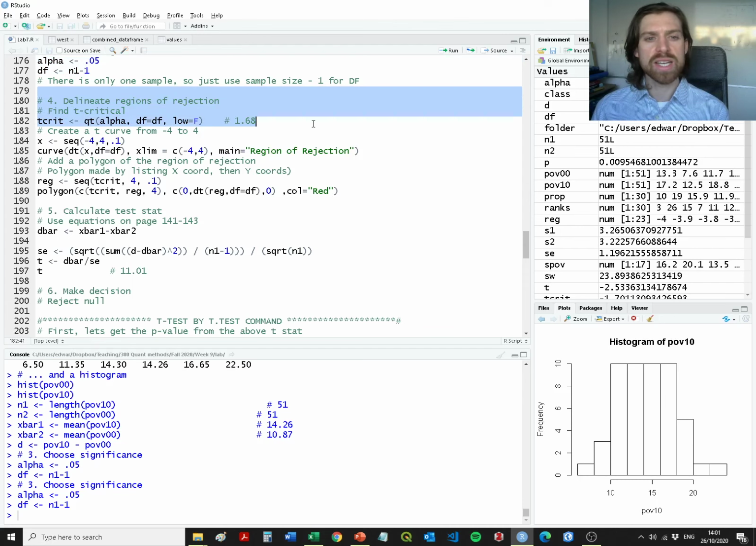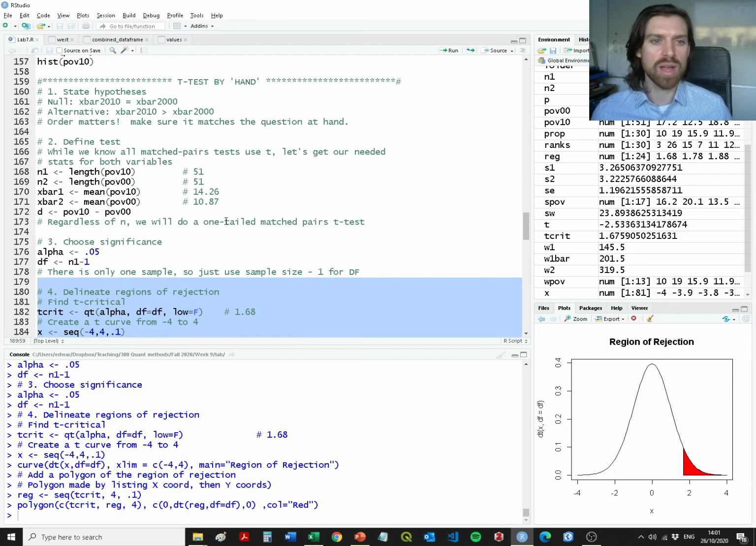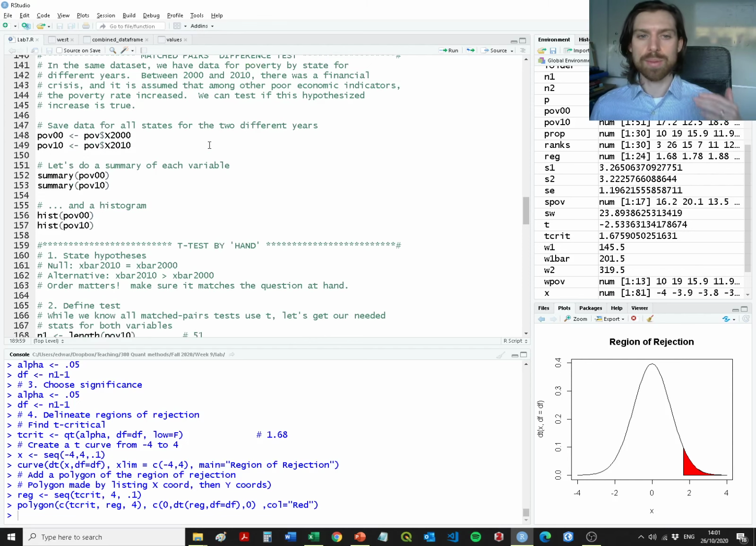And we need to delineate the regions of the region of rejection. So we've been through this many times before. The reason why I'm doing this now graphically is so that you can see exactly what we mean by the rejection region, which here is highlighted in red. I think the important point to emphasize is that we think the poverty rate has increased. So this is a directional hypothesis.